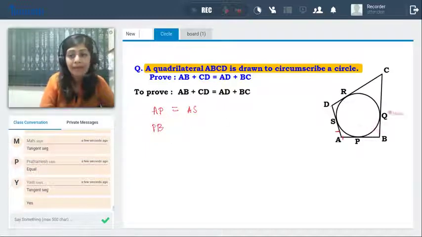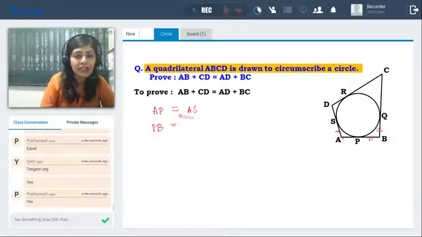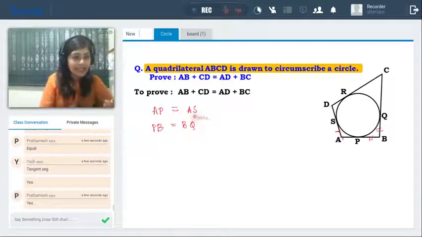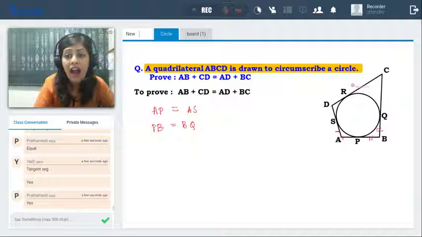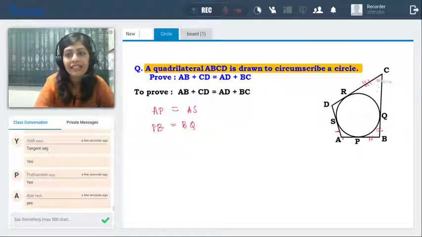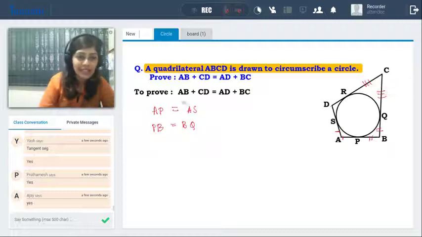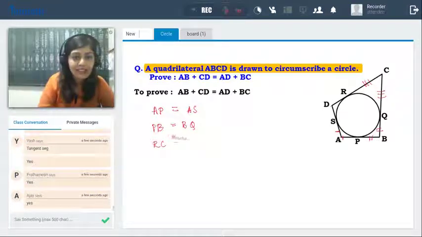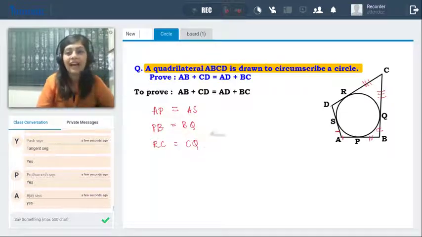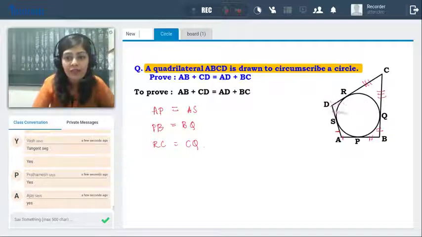Similarly, PB and BQ are also equal to each other. So PB equal to BQ. Yes, that's correct. Now look at RC and CQ. Students, RC is going to be equal to CQ. That's correct. So RC equal to CQ. And the last one, DR equal to DS. I'm just going to mark them congruent.